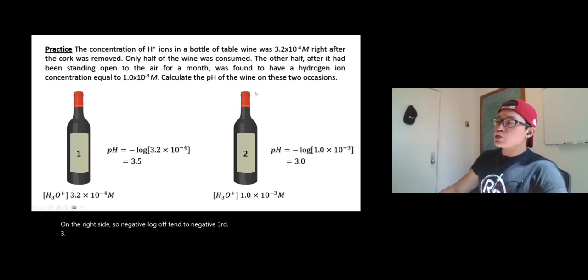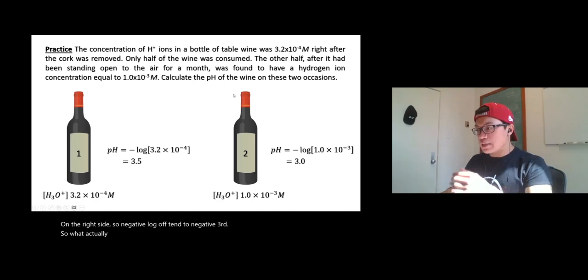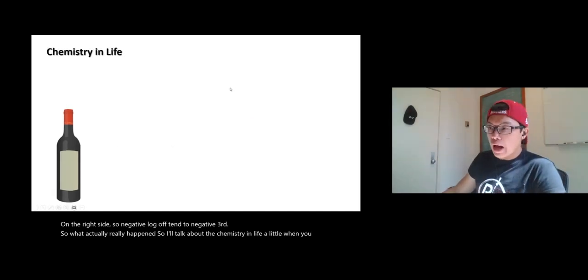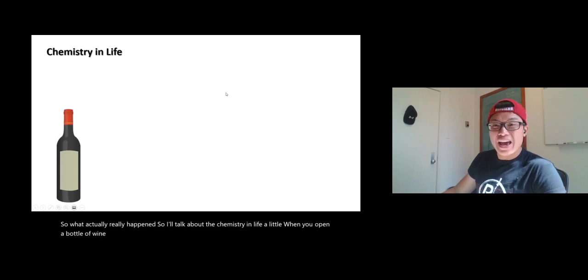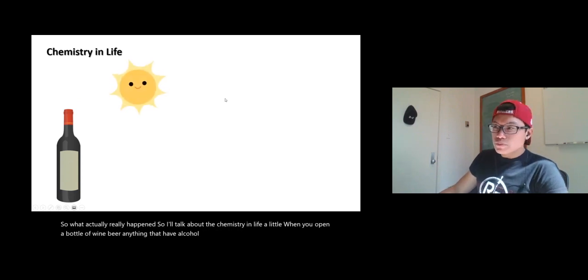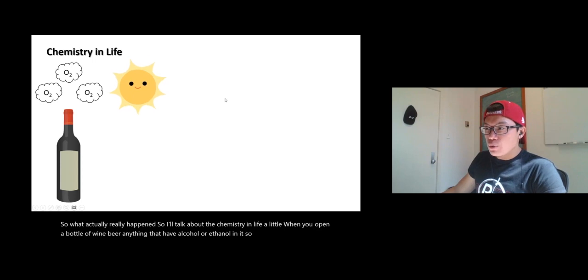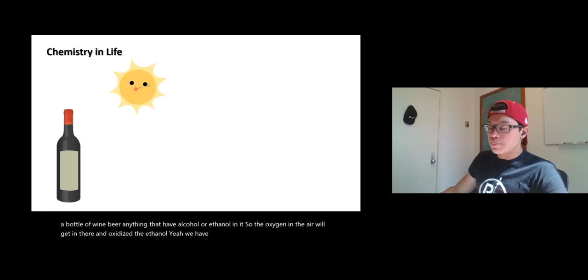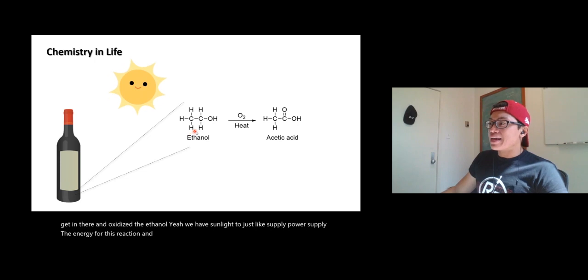So what actually really happened? I'll talk about the chemistry in life a little. When you open a bottle of wine, beer, anything that has alcohol or ethanol in it, the oxygen in the air will get in there and oxidize the ethanol. We have sunlight to supply the energy for this reaction, and the ethanol gets oxidized to acetic acid.